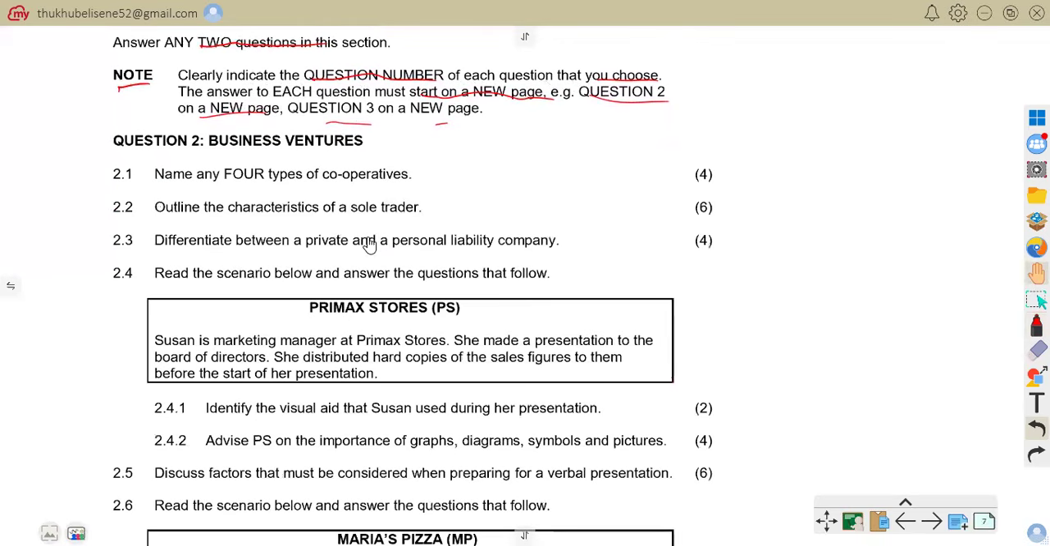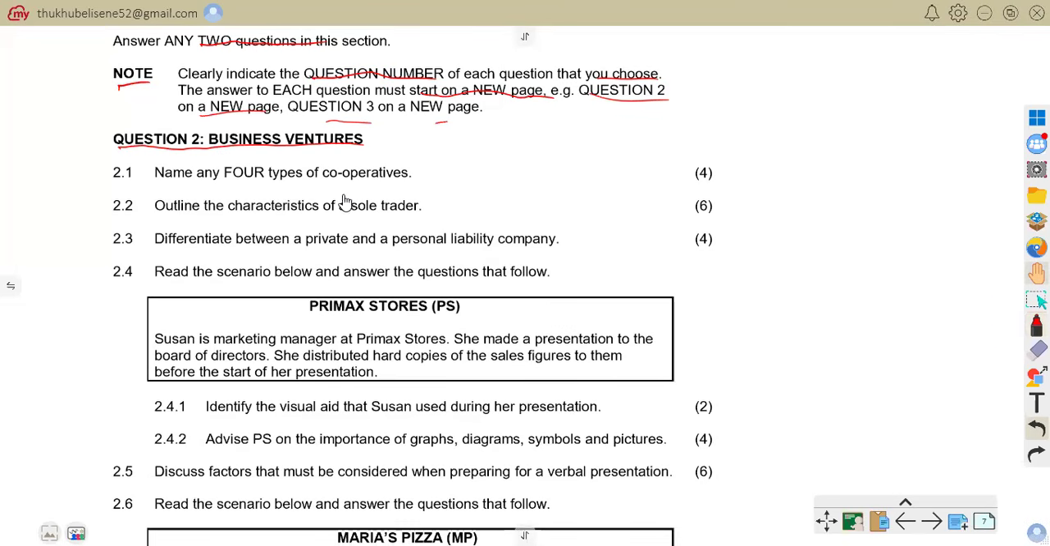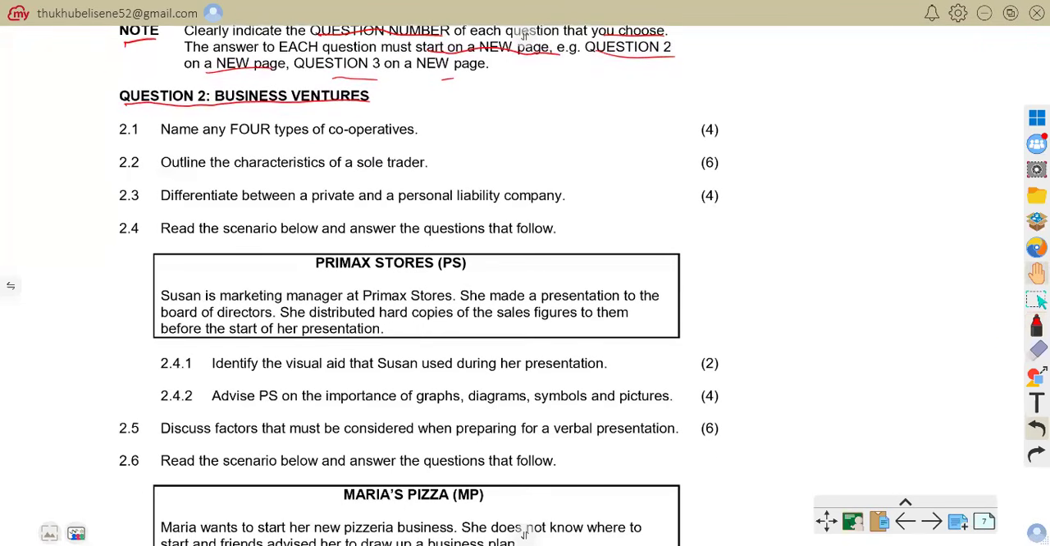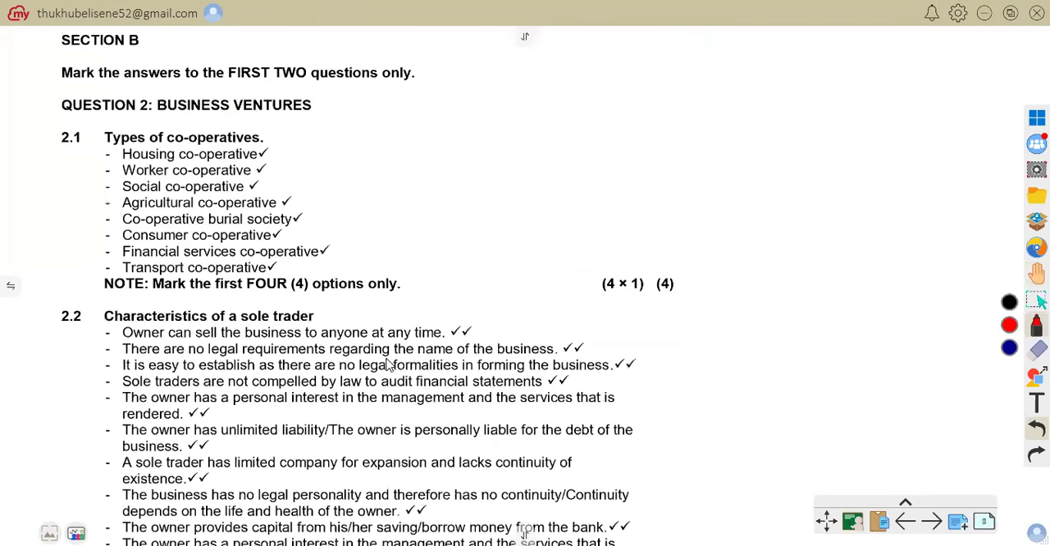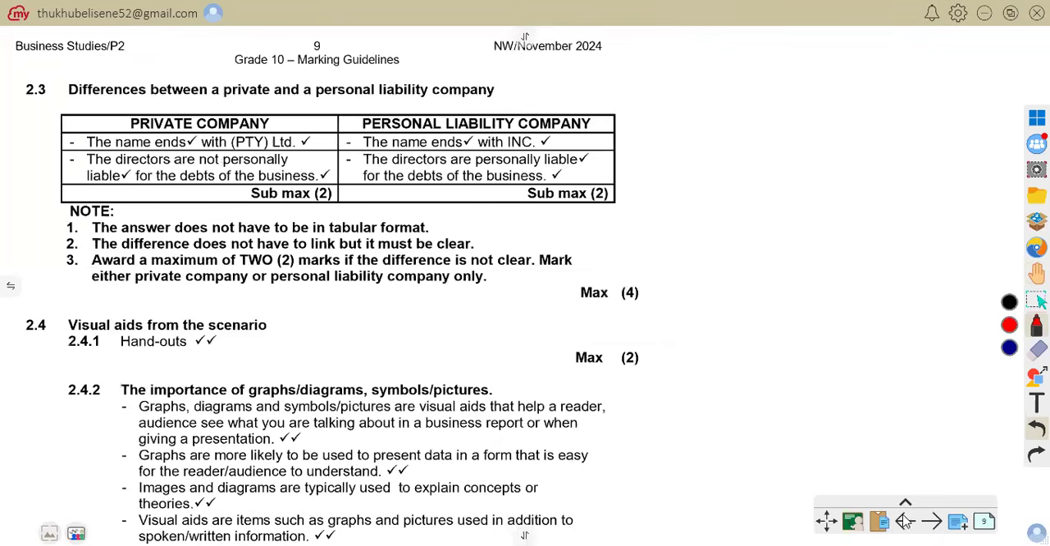Here we are on question 2, where we are going to talk about business ventures. Now let us attend to the questions under question 2. 2.1: Name any 4 types of cooperatives. Let's quickly go to the answers without wasting much time.